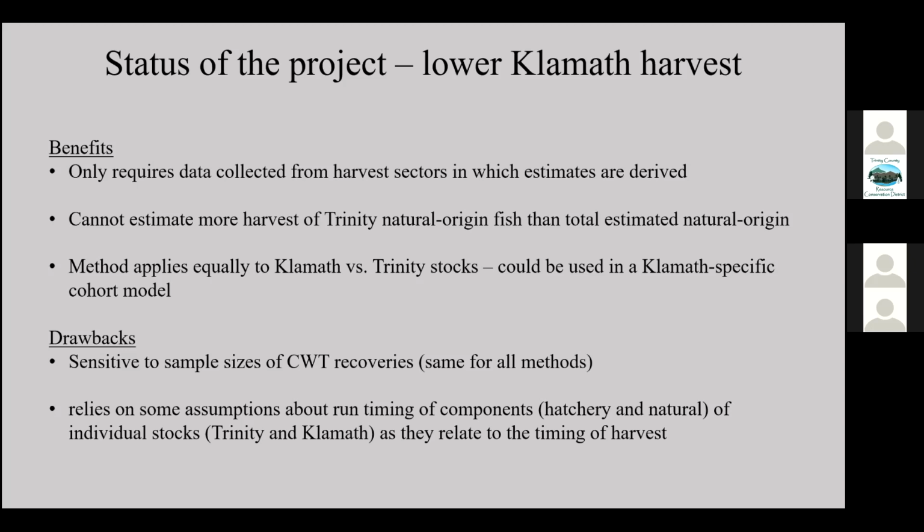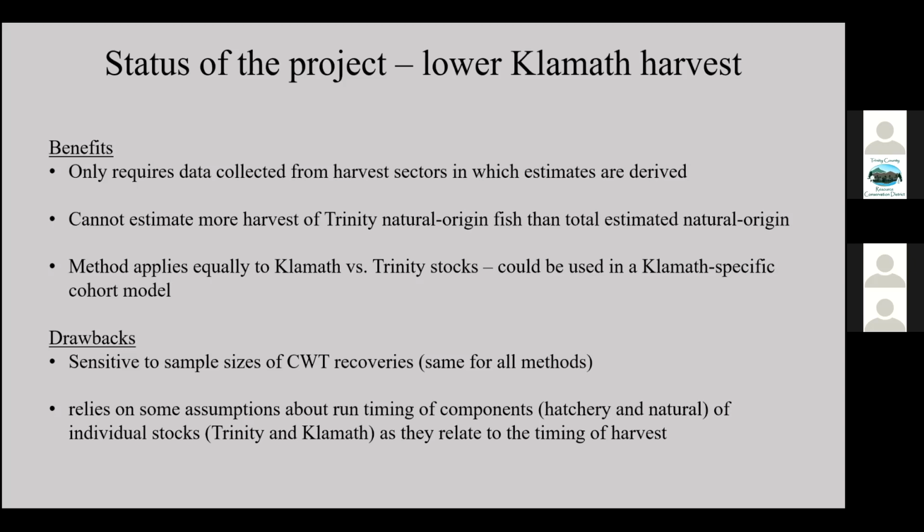So benefits include that the method only requires data collected from the harvest sector in which the estimates are derived. So doing this work for, for example, the lower Klamath recreational harvest only requires data from the lower Klamath recreational harvest. It doesn't depend on other data collected either in the Trinity or the Klamath Trinity Basin combined.